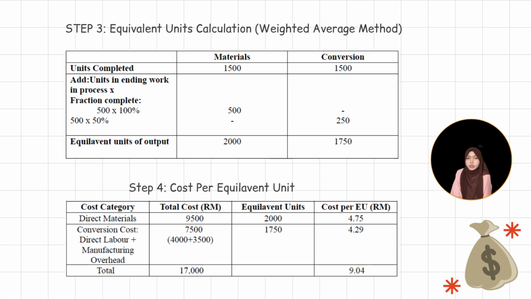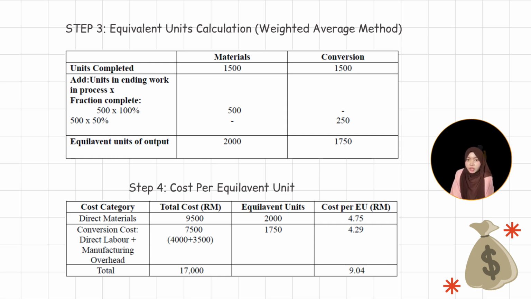Now moving on to step 4, we calculate the cost per equivalent unit. First, for direct material, the total cost is 9,500 ringgit divided by 2,000 equivalent unit. This gives us a cost of 4.75 ringgit per unit. Second, for conversion cost, which combine direct labor of 5,000 ringgit and manufacturing overhead of 3,500 ringgit, the total cost is 7,500 ringgit divided by 1,750 equivalent unit. The cost come up to 4.29 ringgit per unit.